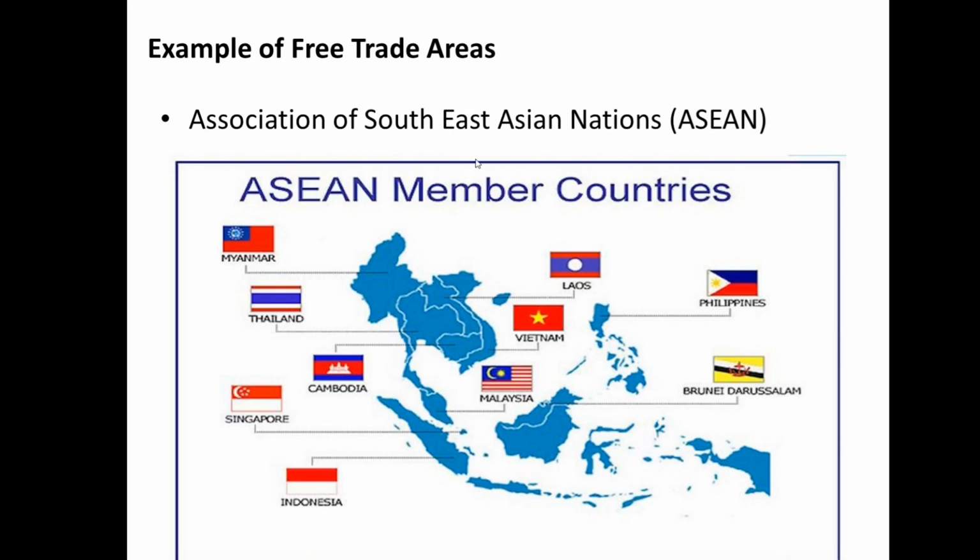The Association of Southeast Asian Nations. All those countries have agreements, so they agree to have more free trade among the countries. So that's why they will have free trade, because they have made some agreement. So that's just some examples.